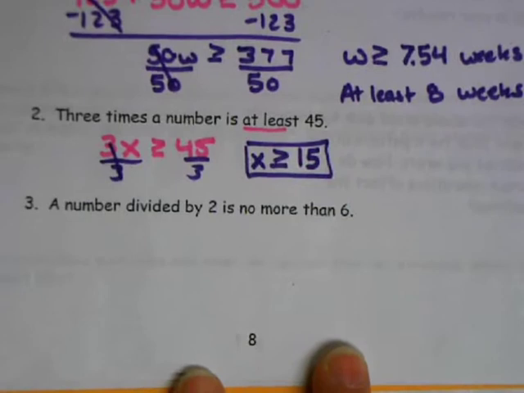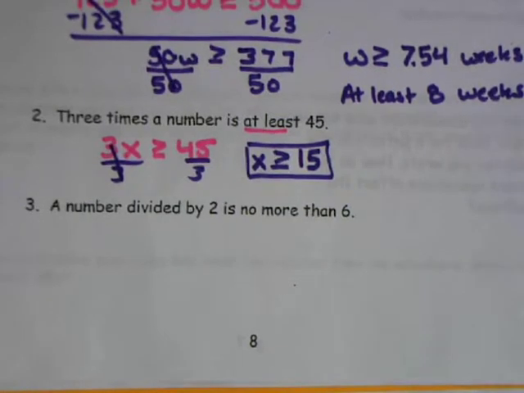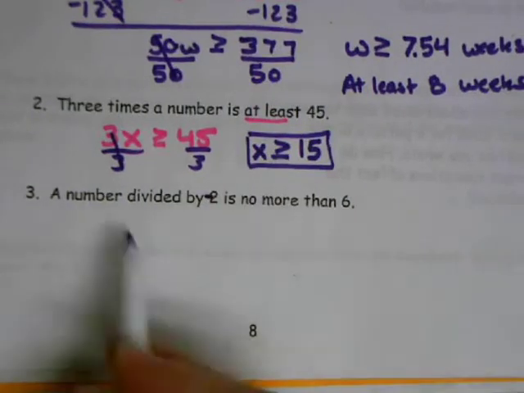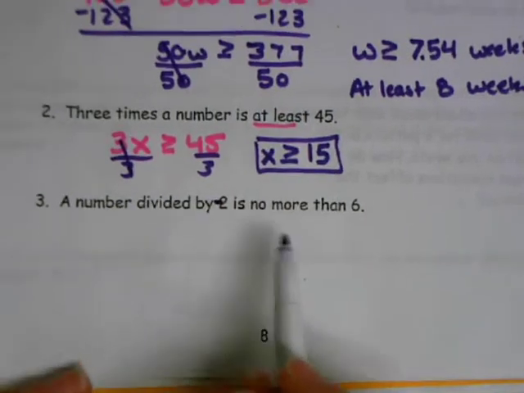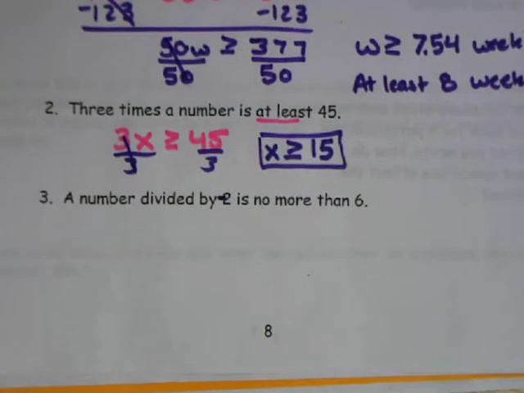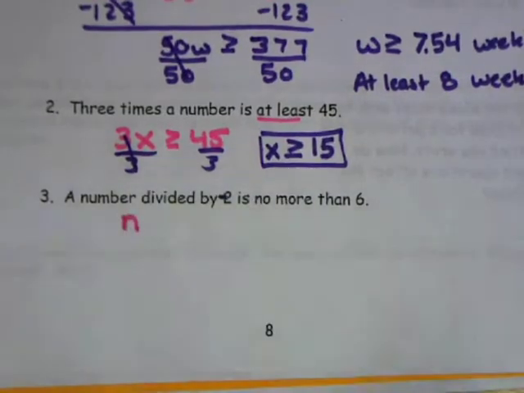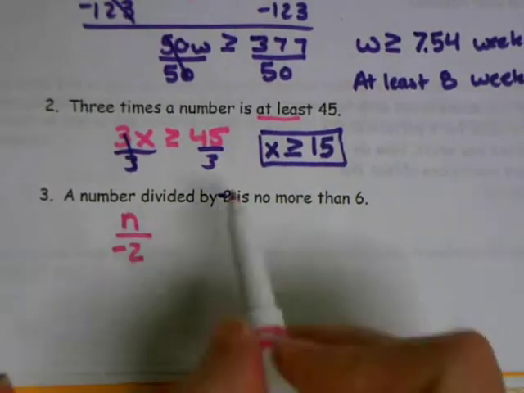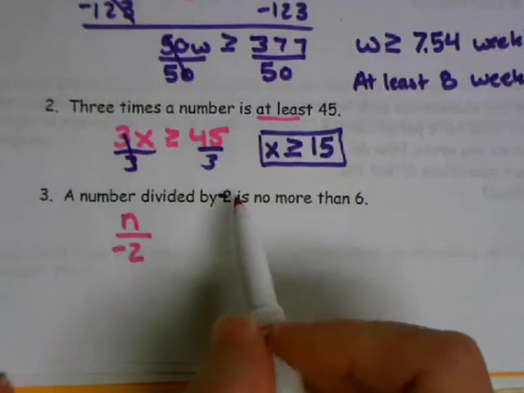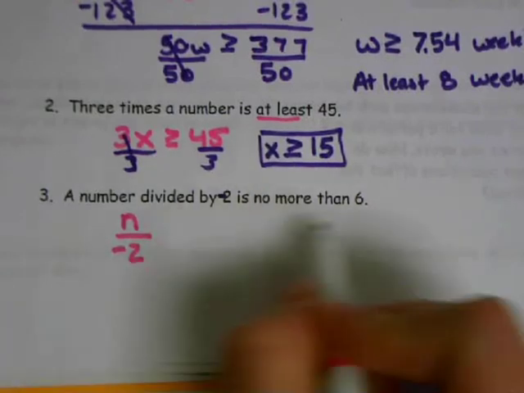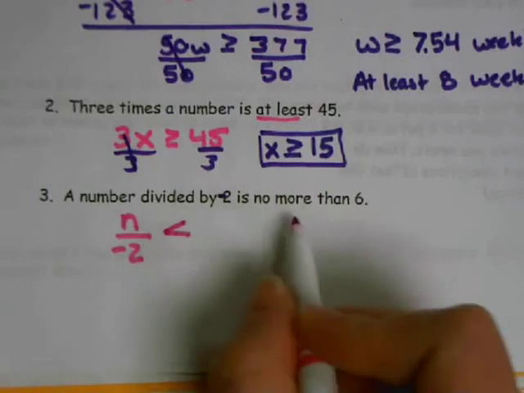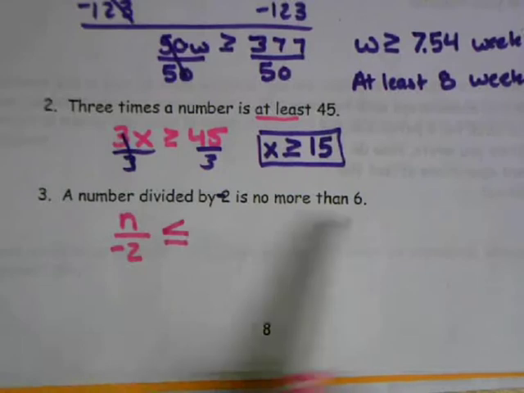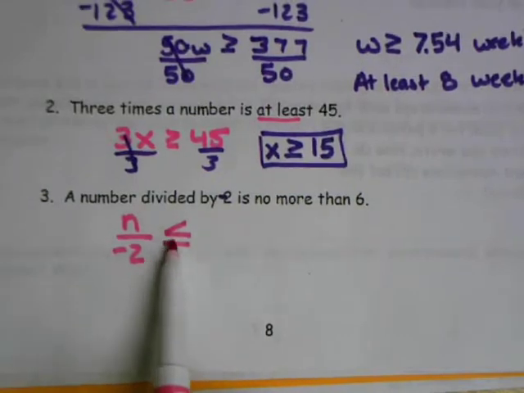And then one more. Let's make this a little bit harder. Let's change this one here to -2. A number divided by -2 is no more than 6. Okay, so a number, that would be like our n or our x, we'll use n just for fun, divided by -2 is no more than, that's the opposite of at least, right? No more than means it can't be bigger than 6. It has to be less than or equal to 6.